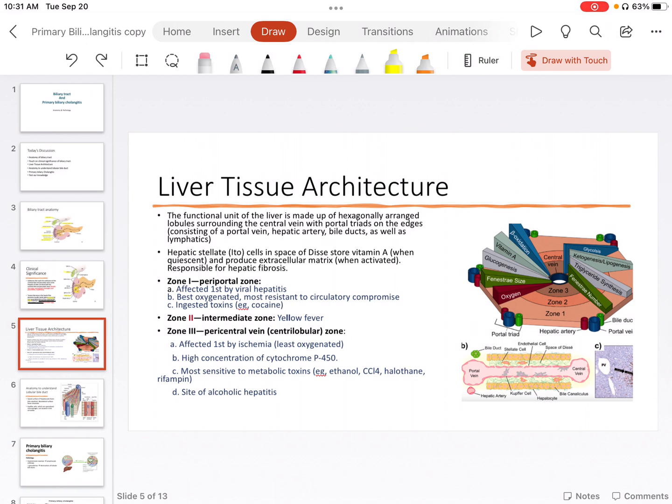So there are chances that a person who is taking alcohol and is having scarring, it might affect zone 3. There is also cytolytic hepatitis. So by knowing these zones, you can figure out the cause of the scarring of the liver. So that's pretty interesting.